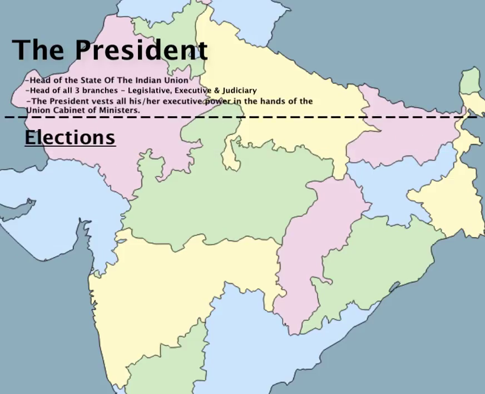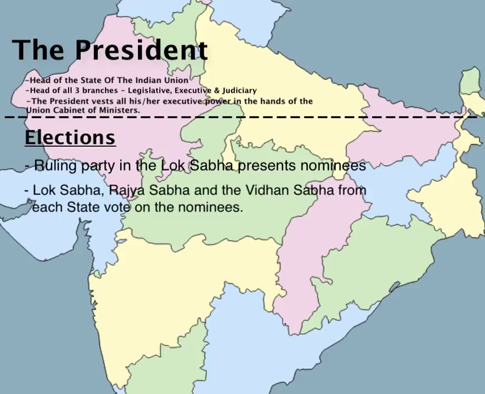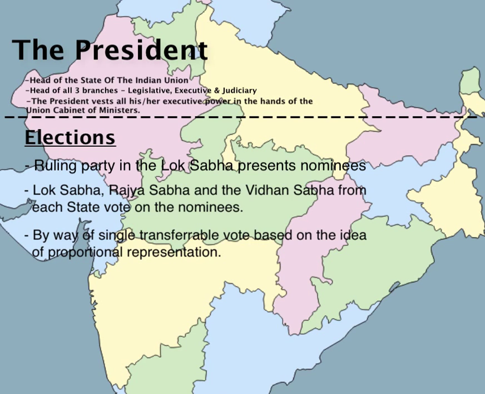The ruling party in the Lok Sabha, the party that has won the Lok Sabha elections, will present nominees on which the members of the Lok Sabha, the Rajya Sabha and the members of the state assemblies from each state will vote. The voting method is quite complex and not straightforward, and it basically is on the ideas of representation by proportion, and the voting mechanism is actually called a single transferable vote.